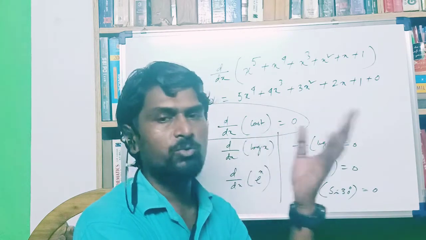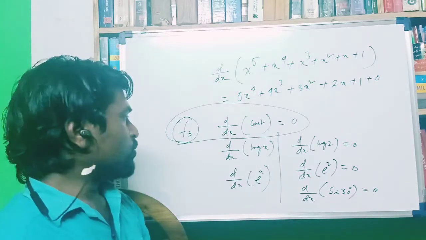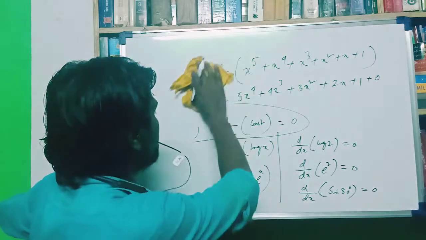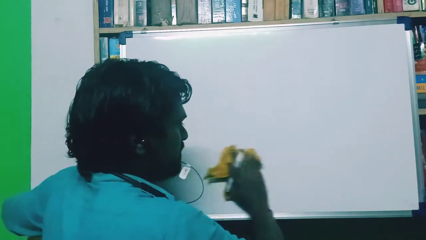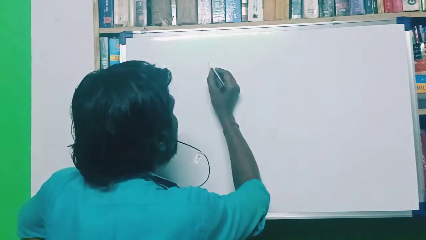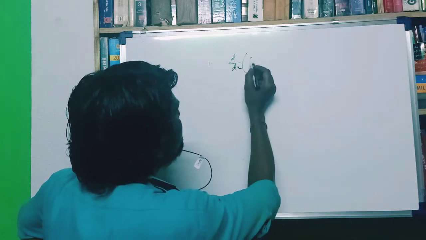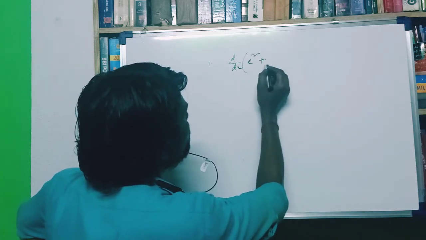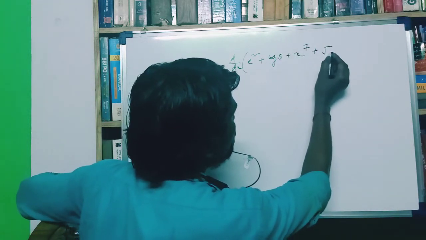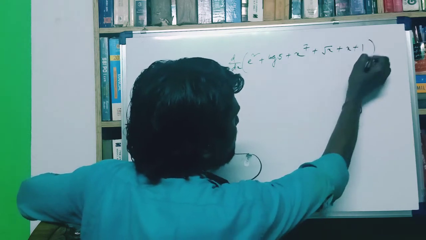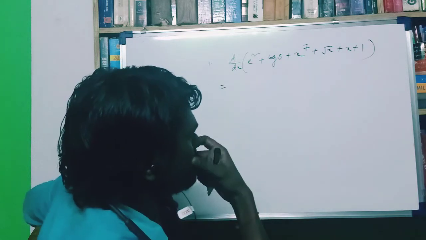Obviously d/dx of 2 is equal to 0 because it is a constant value. So formula number 1: all the formulas depend upon a particular function, that is, an algebraic function. Again, there are equations like the algebraic function d/dx of e to the power 2 plus log 5 plus x to the power 7 plus root x plus x plus 1. So what is the differentiation of this?